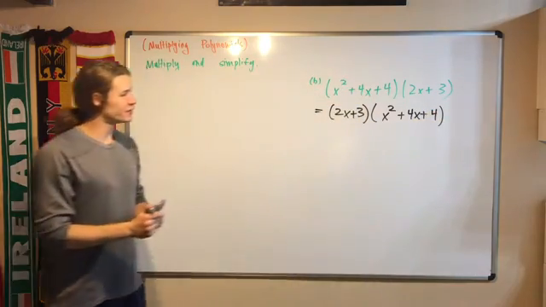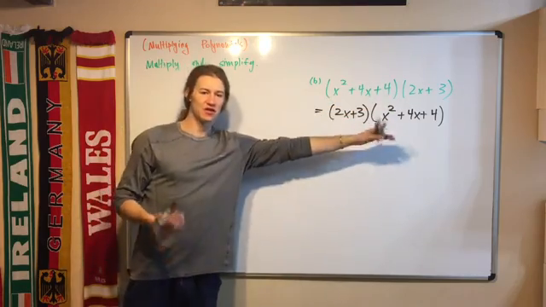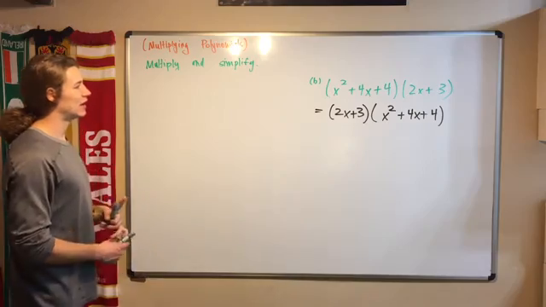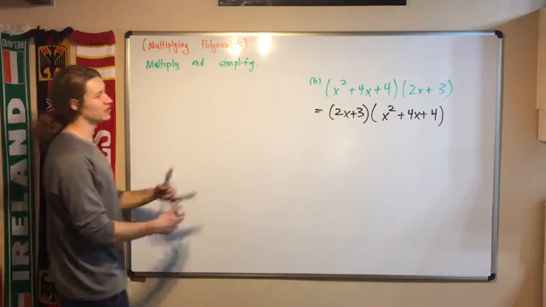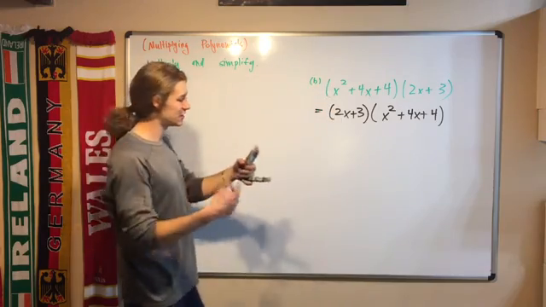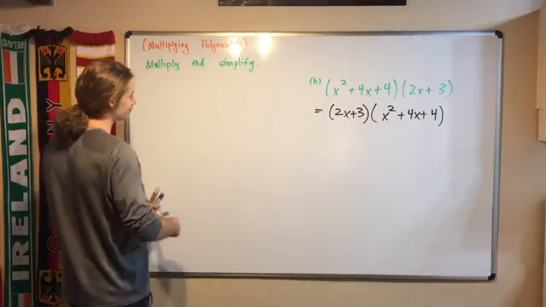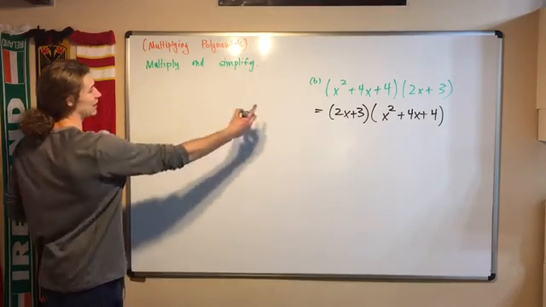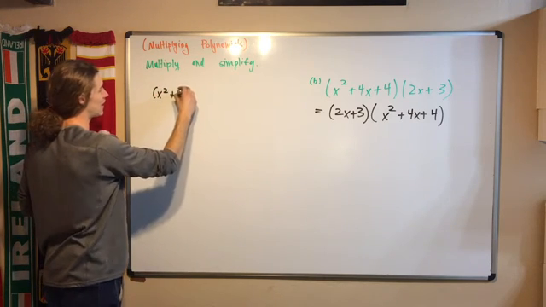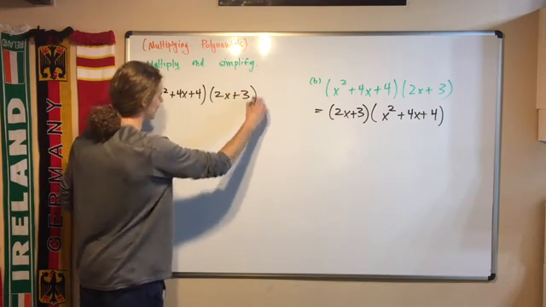So some people might prefer to distribute the terms of this binomial into the terms of the trinomial rather than distribute the terms of this trinomial into those terms of the binomial. In any case, we can do this. I'm going to do it with the trinomial first so you can see how that might look and how that might be different from the previous problem we just did. So let's rewrite then this problem. So we have x squared plus 4x plus 4 times 2x plus 3.